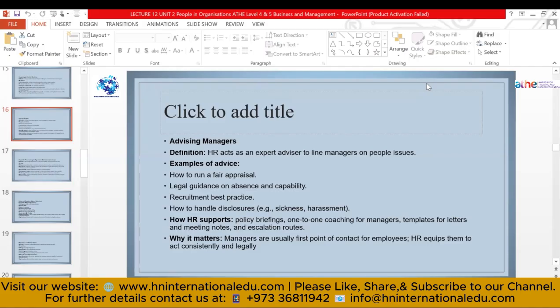Then recruitment best practices: how we can recruit the best employee for the organization. How to handle disclosure, for example, sickness and harassment. How HR supports: policy briefings, one-to-one coaching for managers, templates for letters and meeting notes, and escalation notes. It's not even mandated to always write the report or emails from scratch. Templates are available. Why it matters: managers are usually the first point of contact for employees. HR equips them to act consistently and legally.